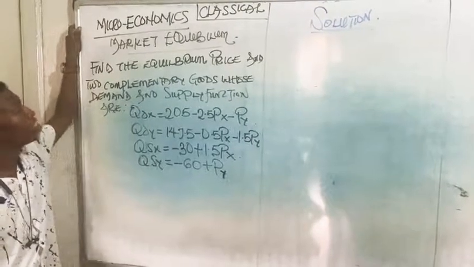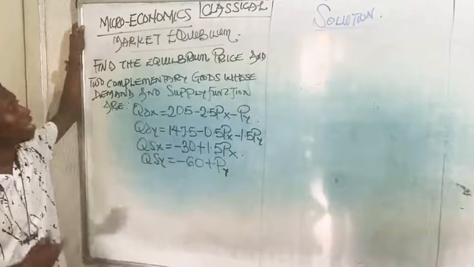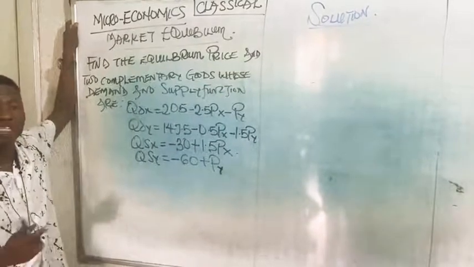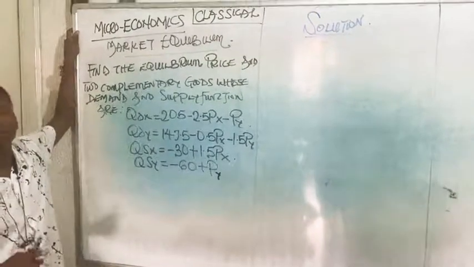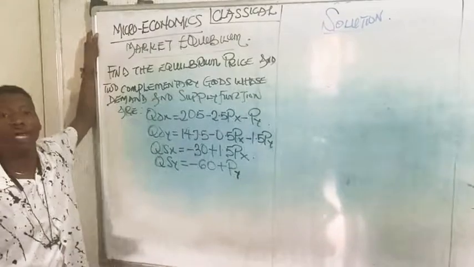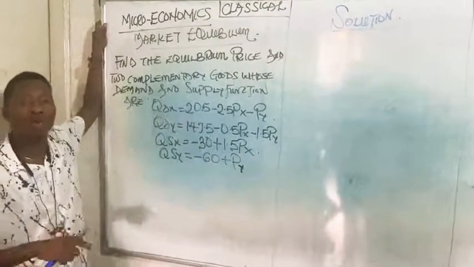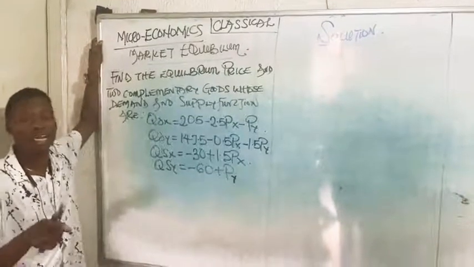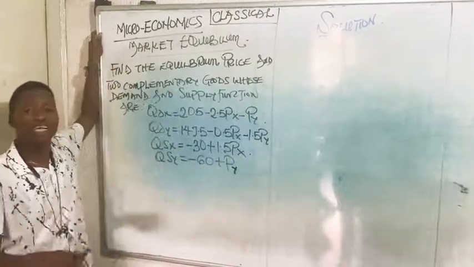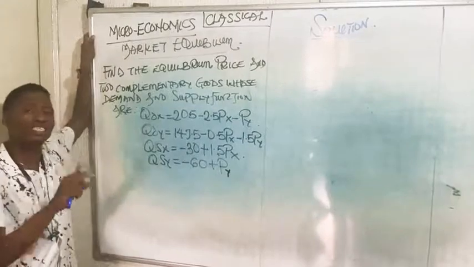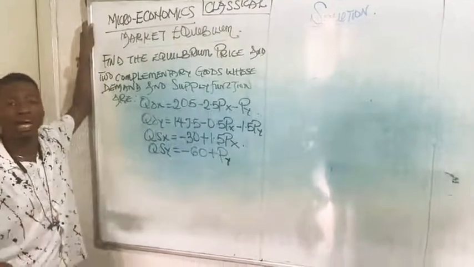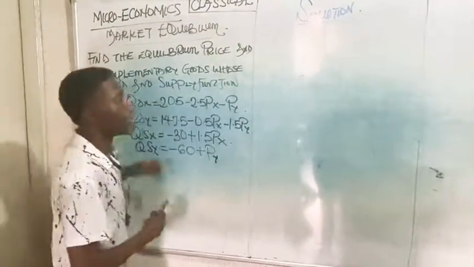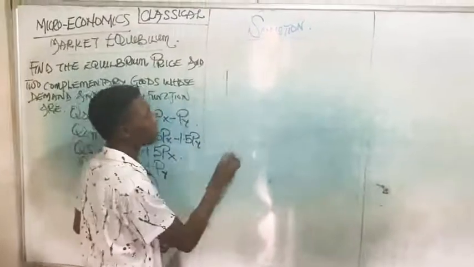But before that, what do we understand by market equilibrium? Market equilibrium means a balance between demand and supply in relation to the price. In relation to a given price in the market. So that shows that there must be a balance between demand and supply at a given price. Let's analyze that together.